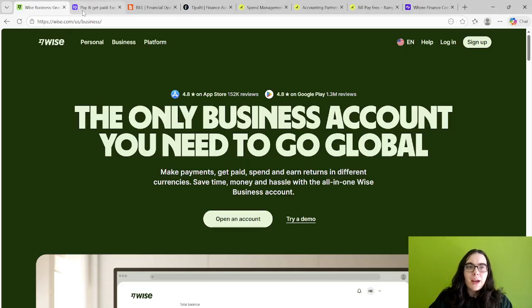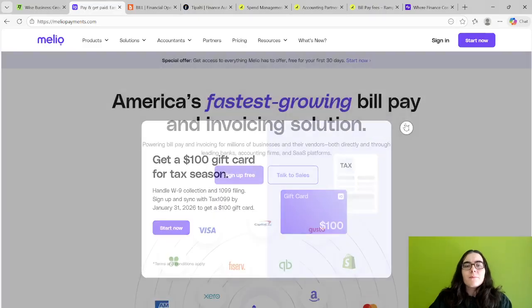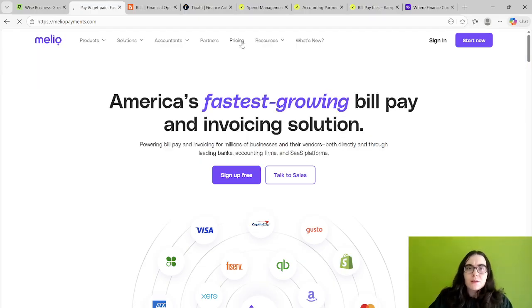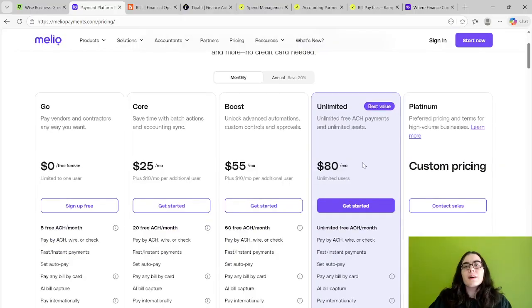The first one we'll look at is Melio. Melio is really popular with small businesses because it manages both AP and AR, which is great, and it's also fairly inexpensive. They do have different price points. They say that their best value plan is their unlimited plan, which is $80 per month. What's great about that is that that's for unlimited users, and you also get unlimited free ACH per month, which can save you a ton of money. So that is a really good thing for Melio.